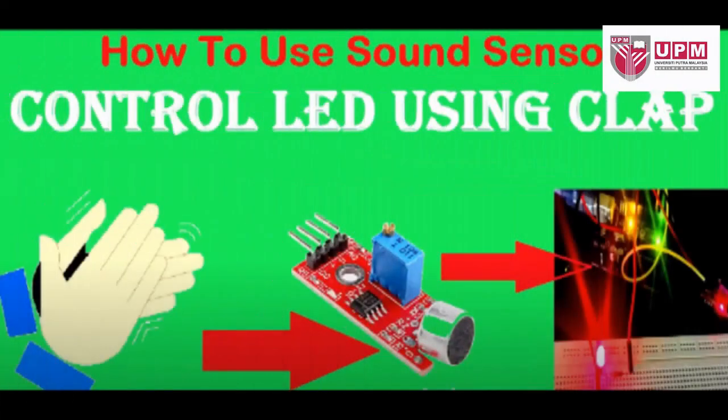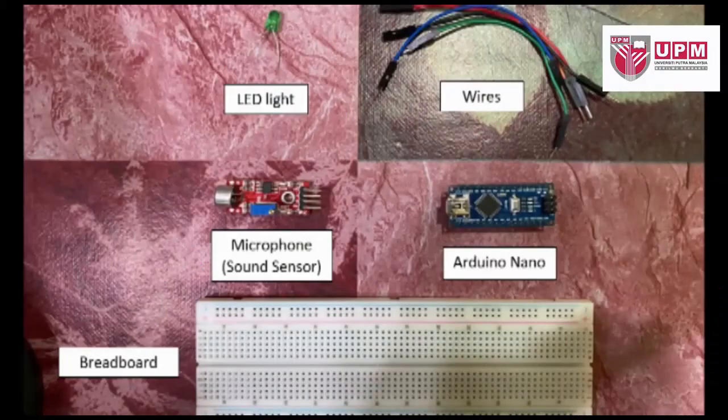Now we will demonstrate the concepts of communication on how to control an LED light using a hand clap. Here are the components needed in our project. First, we need an LED light which will light up when there is an electric signal passing through it. Second, we need wires to connect all the components together.